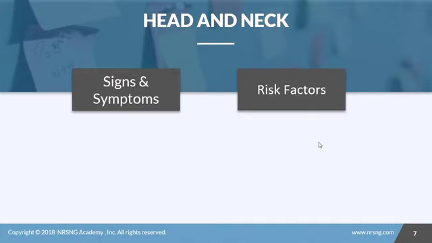Head and neck. I'll start with the signs and symptoms. So for hair, you may see hair loss related to protein or iron deficiency. A goiter, which is an enlargement of the thyroid gland, is related to iodine deficiency. You may see impaired vision due to inadequate vitamin A intake.